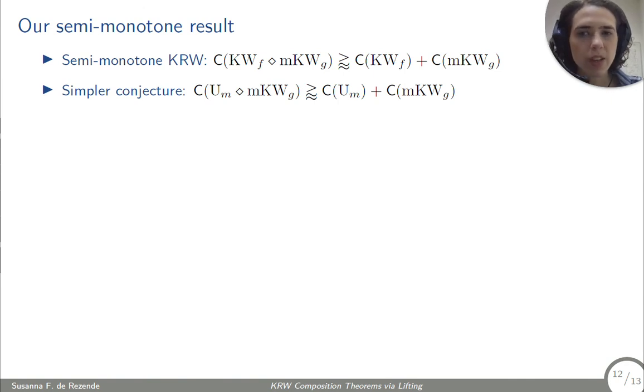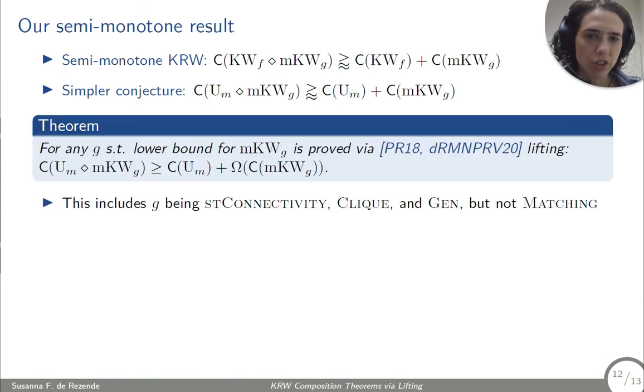And what we prove is that this simpler conjecture is true whenever G is such that we can prove the lower bound of this monotone KW game on G via this other lifting theorem. Again, this includes G's being ST connectivity, clique, and gen, but not matching.